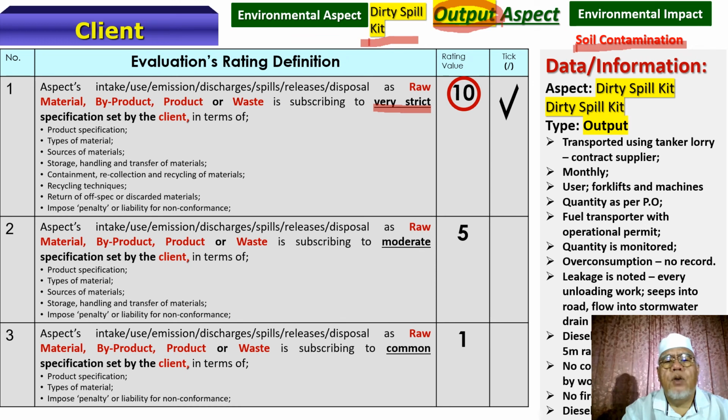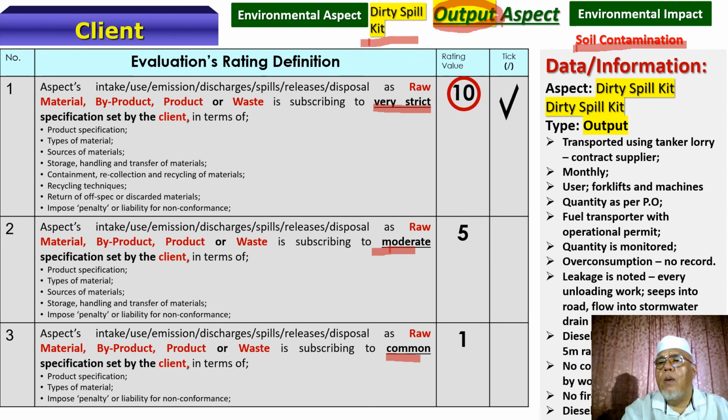Okay, if it is moderate, then it's 5. All right, and if it is a common sort of set, more relaxed or with no specification, that is 1. So in this case, if we dispose of the dirty spill kit wrongly and it is known to the public or the associations of businesses and known to our client, our image will deteriorate. There's another version of how it is regarded as client. So in this case, it is ranked 10.